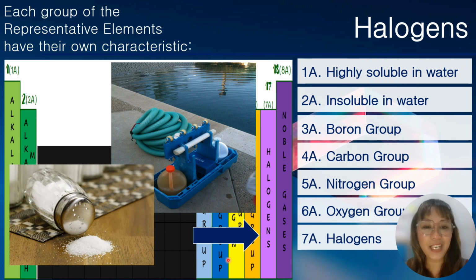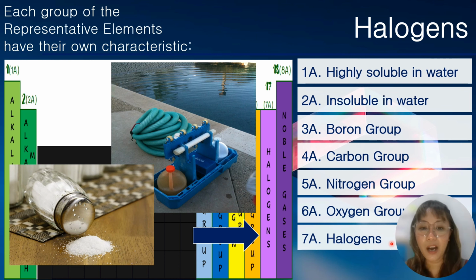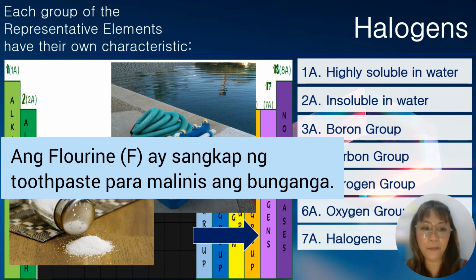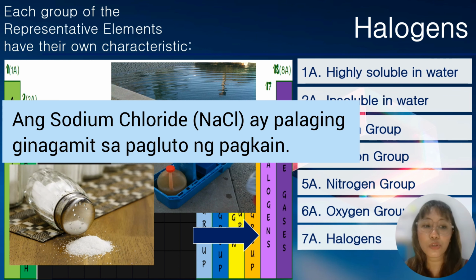Group 7A are known as halogens. Hal means salt and gen means to produce. So they're known as salt makers. For example, they are used in swimming pools. Chlorine is used to clean the water in swimming pools. Fluorine is used in toothpaste, which we use to strengthen our teeth and mouth. They are also used in food. For example, sodium chloride is used for cooking food.